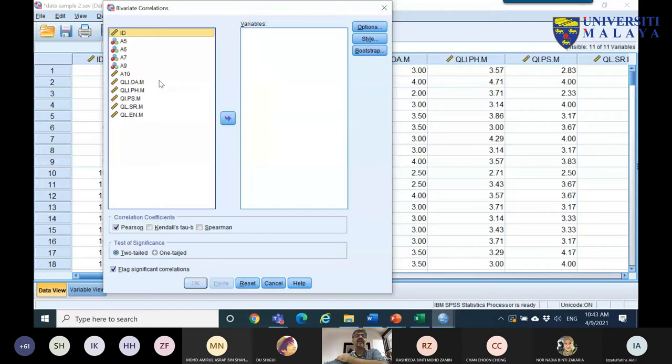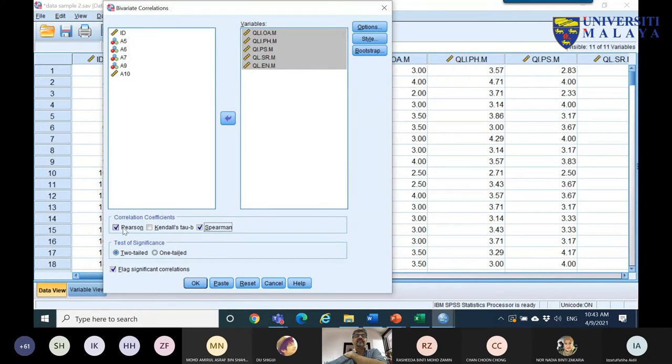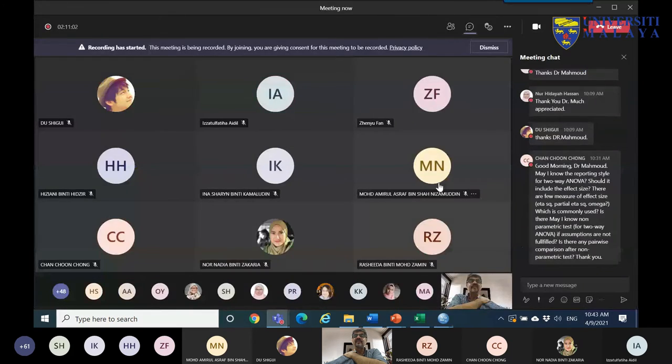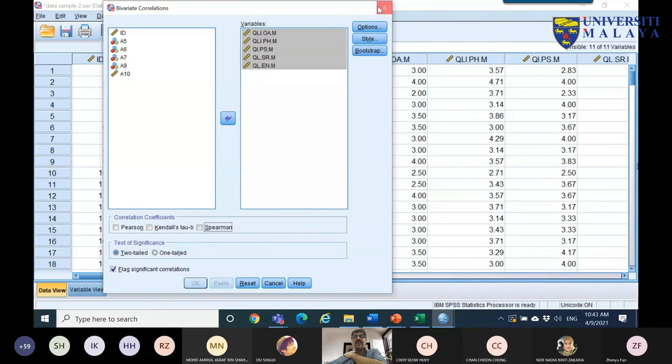Suppose that you want to see the relationship between these five domains of quality of life. Which one should I use, Spearman or Pearson? Pearson. Why Pearson? Because it's quantitative. Of course, we need to check the data, right?